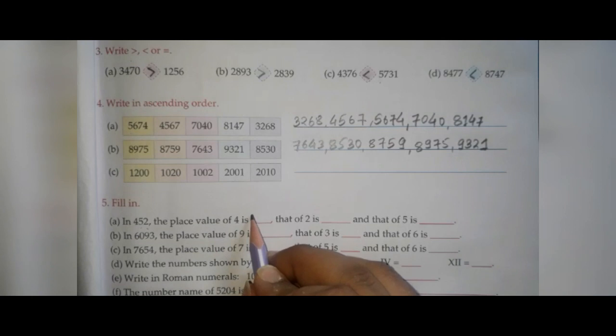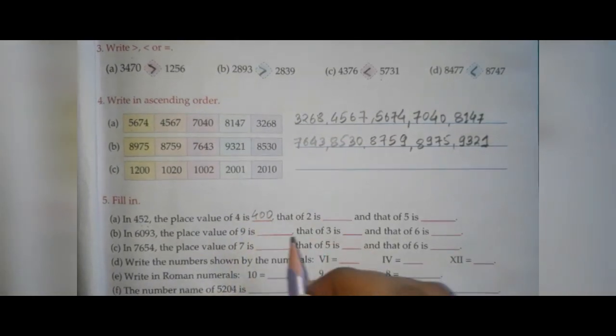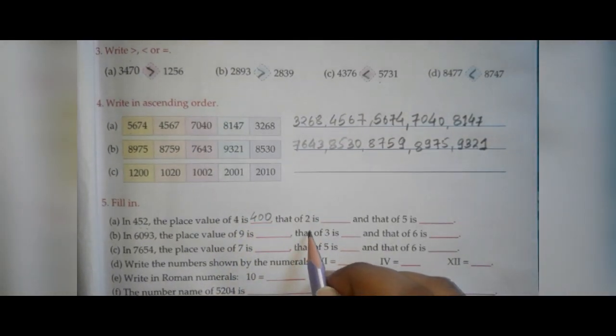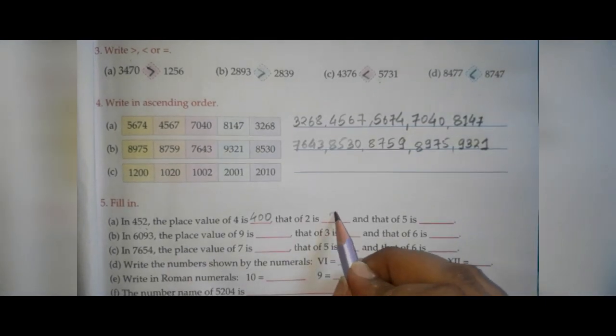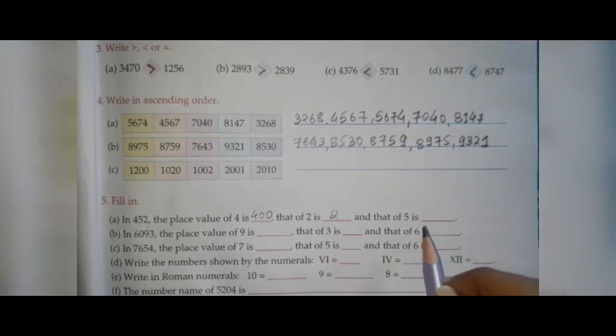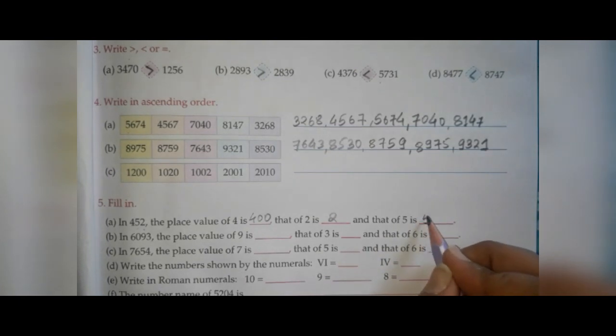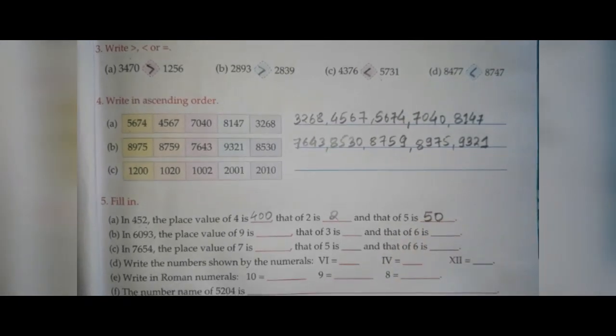So the place value of 4 is 100, that is, we'll write 400. That of 2 is the place value, the 2 is on the ones place, we'll write it 2. And that of 5 is on the tens place, we'll write it 5 tens, that means 50.